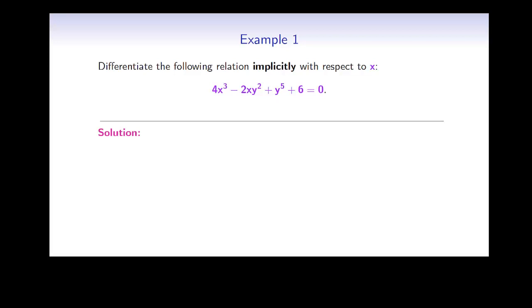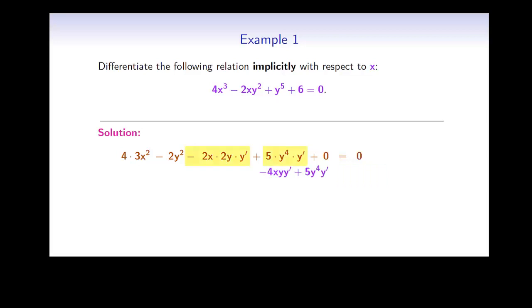Here's the solution. Differentiating the left-hand side with respect to x, using the product rule and the chain rule, we see that the derivative of the left-hand side is 4 times 3x squared minus 2y squared minus 2x times 2y times y prime, where we use the chain rule, plus 5 times y to the fourth times y prime, again where we use the chain rule, plus 0, is equal to the derivative of the right-hand side with respect to x, which is 0. Now, we'll solve for y prime.